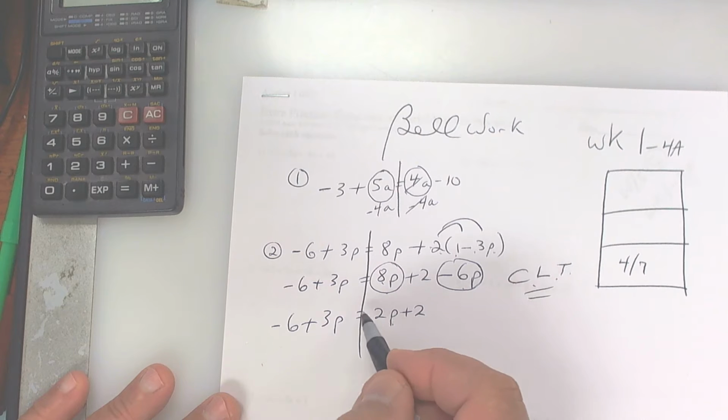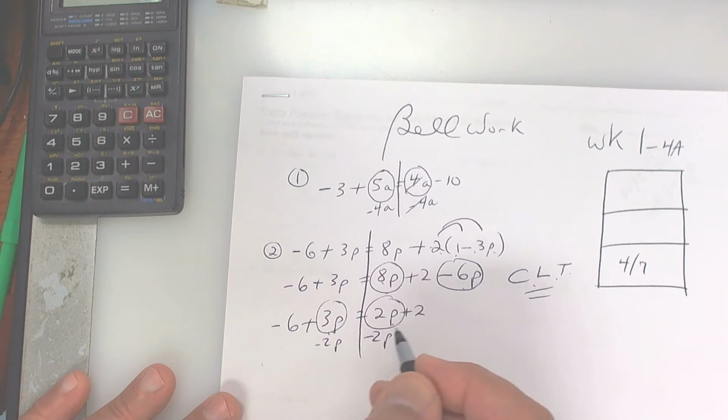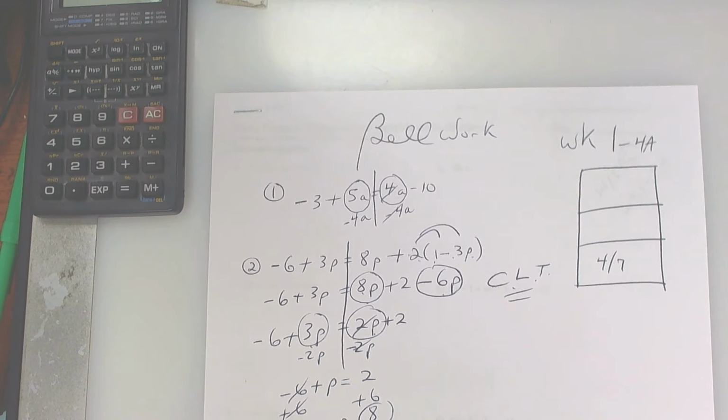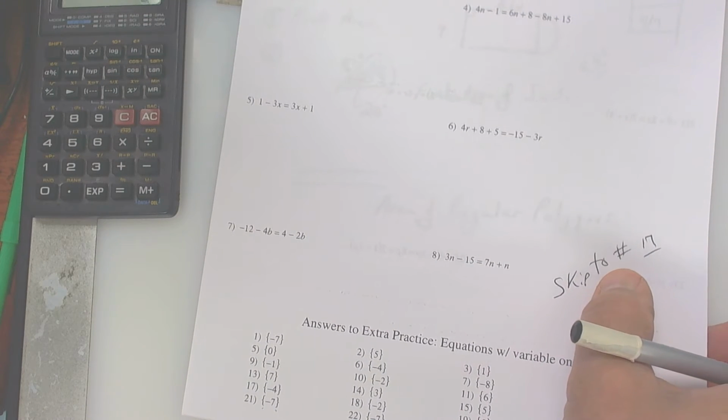Okay, now 2p is smaller than 3p, so you would subtract 2p. And then you're going to add 6 to both sides, and you're going to get p is equal to 8. And that's how you do that. And so today's worksheet, I want you to do both sides. The answers are at the bottom, and I went ahead and skipped it to number 17 just to give you some harder problems here.